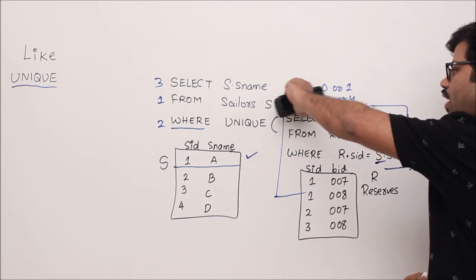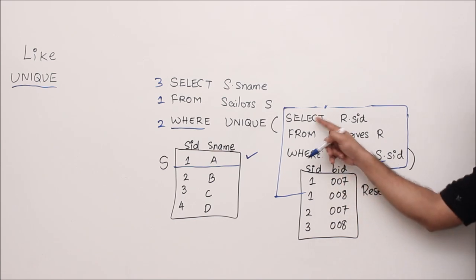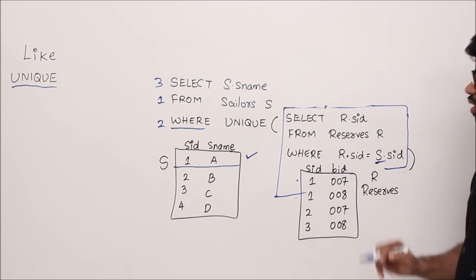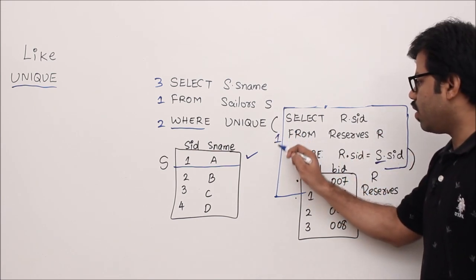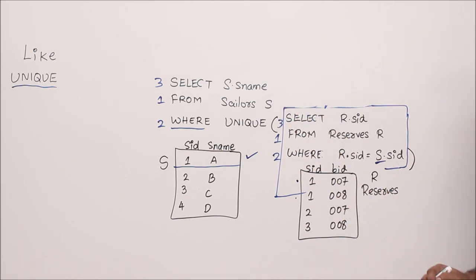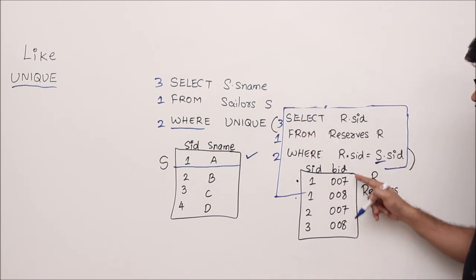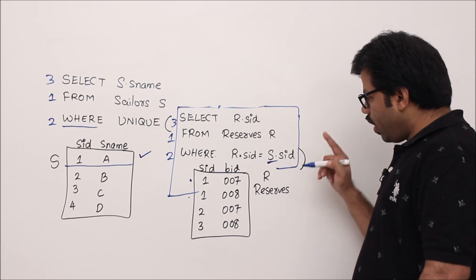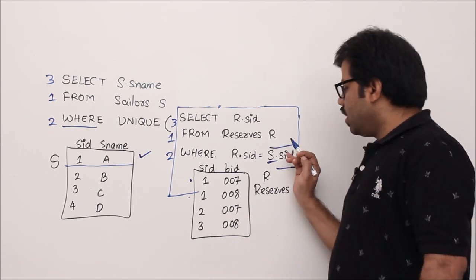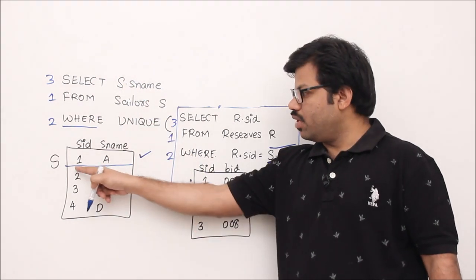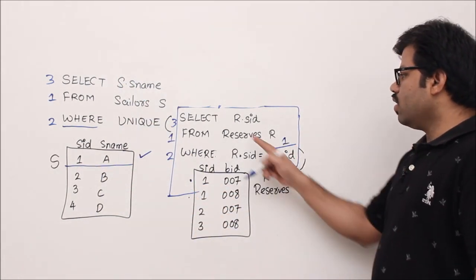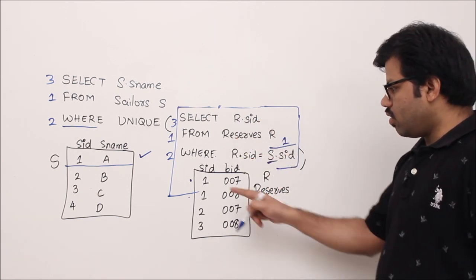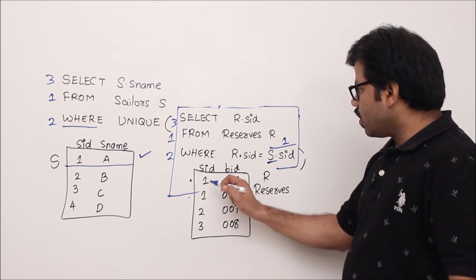Let's execute this query and see the number of tuples. Select r.sid from reserves r. From reservations, take every tuple where r.sid equals s.sid. What is s.sid? This s.sid is coming from the outer query variable, so at this moment it is 1. So now select reservation IDs where r.sid is 1. So r.sid is 1, correct? So we have to print that.